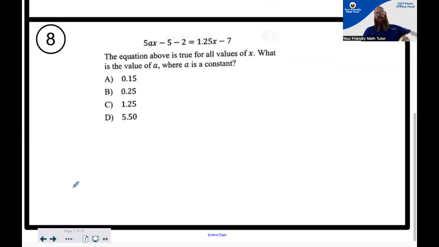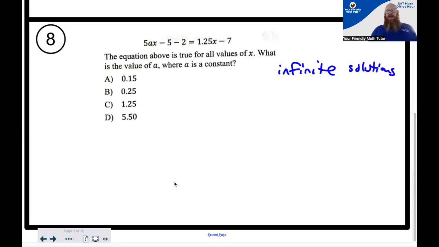So we got another here at number 8. It's true for all values of x. That's a fancy way of them saying that there are infinite solutions, which we talked about earlier. Infinite solutions is when no solution, same idea. You need the x on each side to be the same, and the y-intercept or the constant on each side will also be the same. But they make that happen here. -7 is -7.